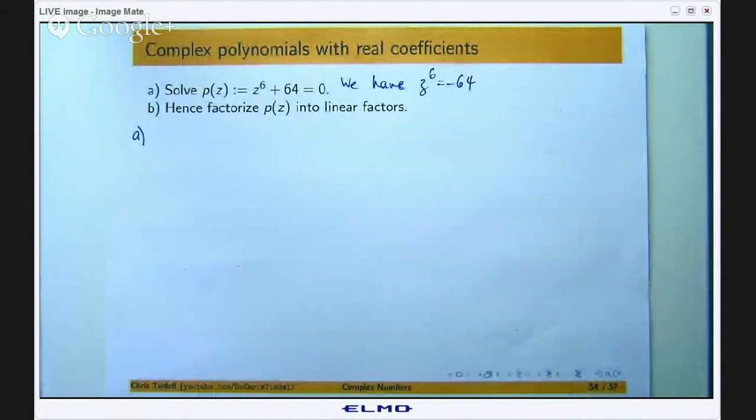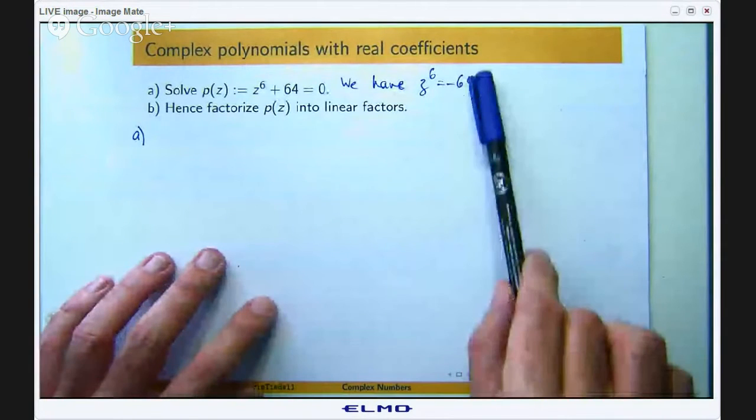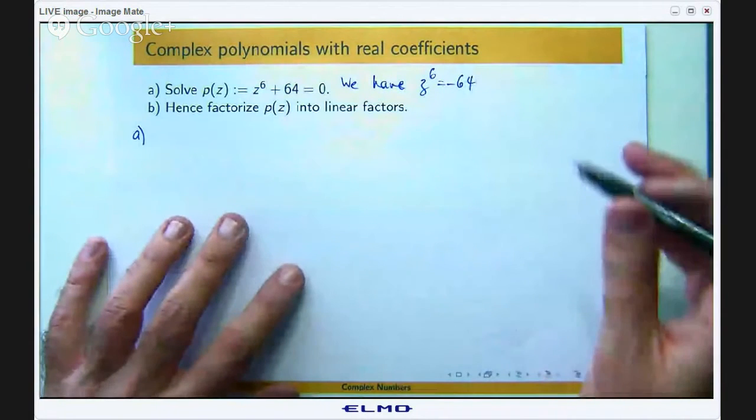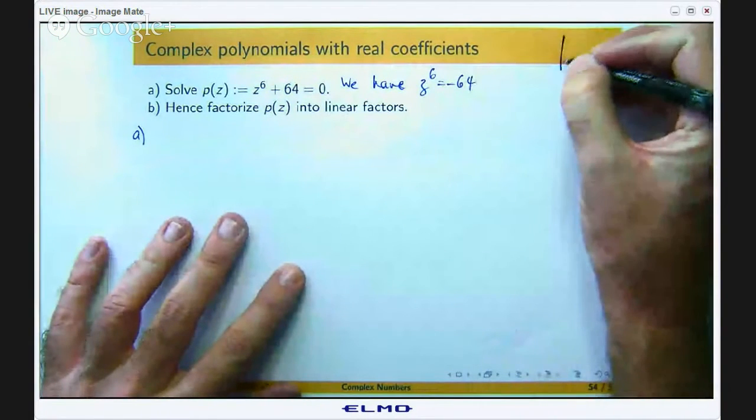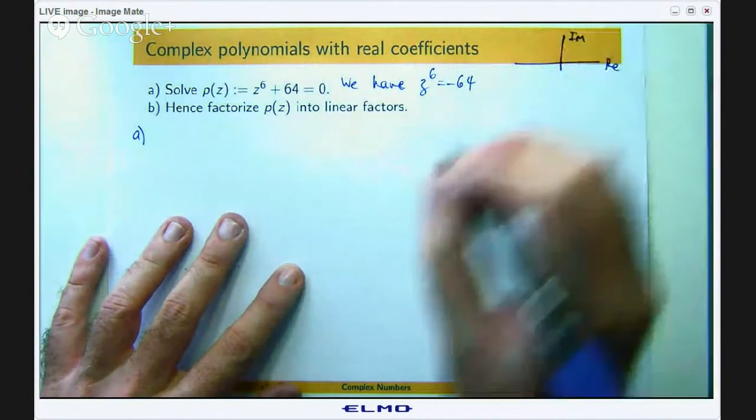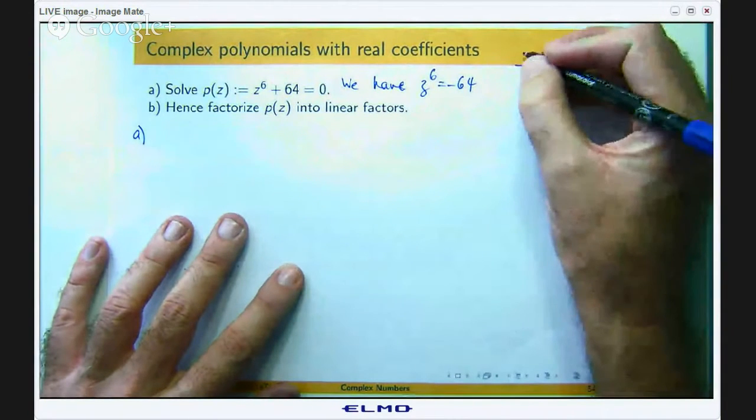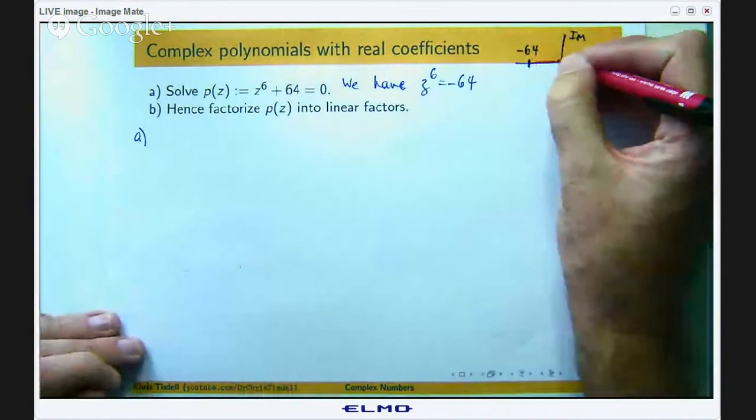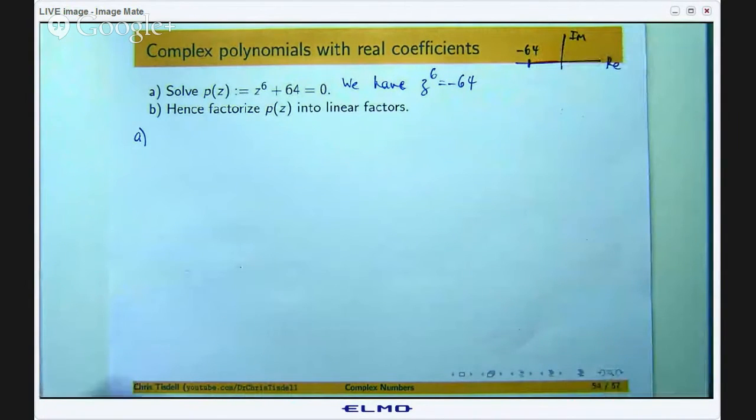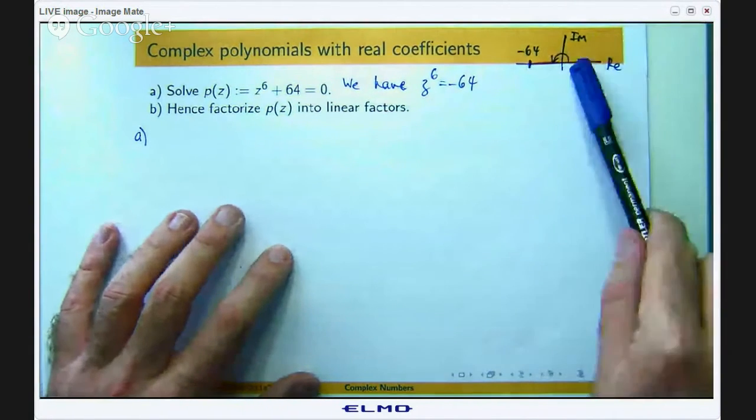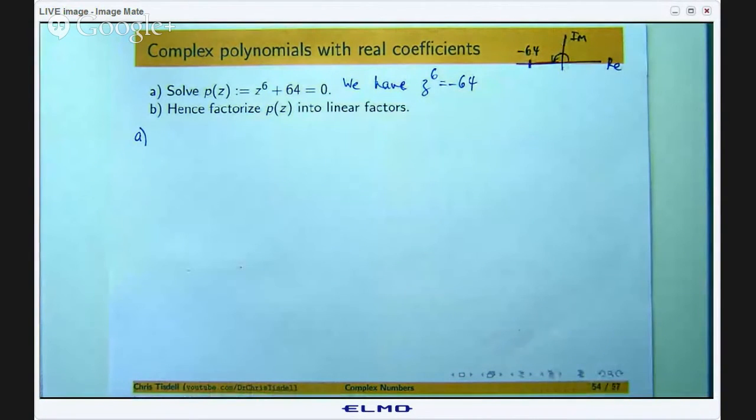Let me just adjust the focus on this. Okay, so we write the right-hand side in polar exponential form. Okay, so if I plot negative 64 in the complex plane, it's going to lie over here somewhere. Okay, just a real number. Okay, now, so I go out 64, I go around half a revolution, and I go out, say, 64 units.